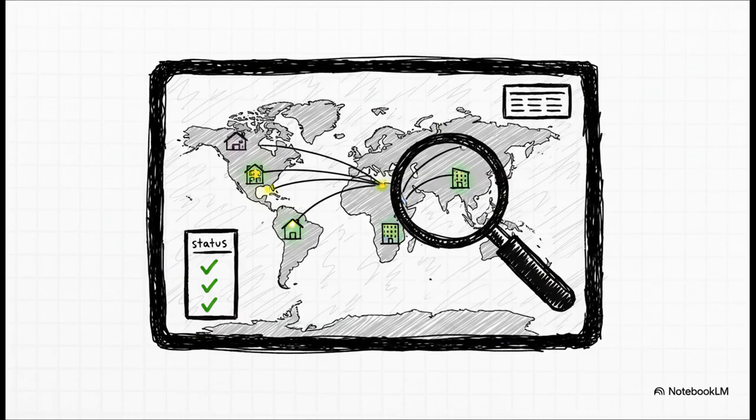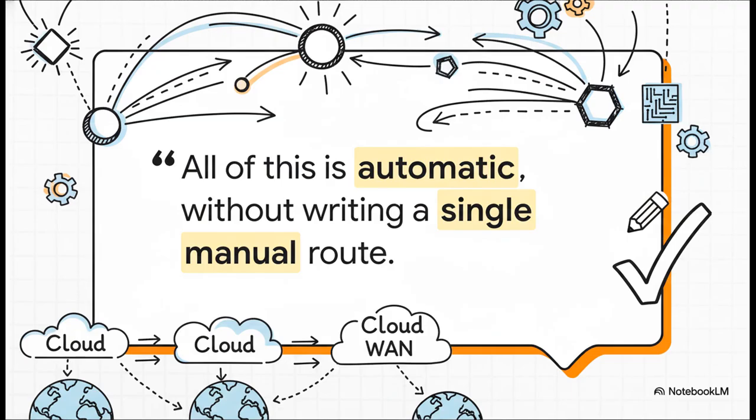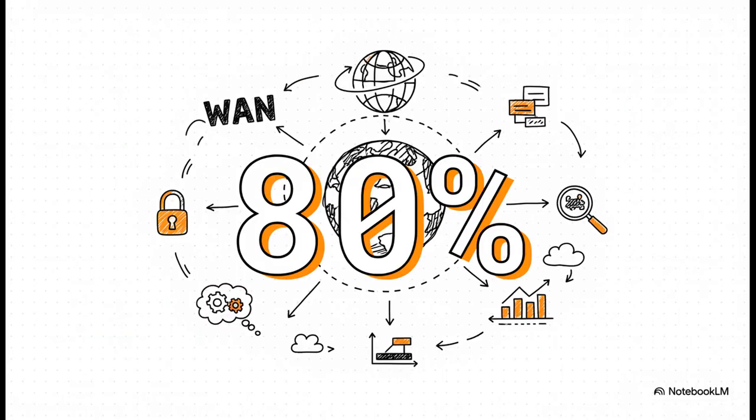From one dashboard, you can see your entire network, all your attachments in every region. You can inspect the actual route tables for each segment and check the status of everything across the globe. And this quote just says it all. All of this visibility, all of this connectivity is automatic without you ever needing to write a single manual static route. It's incredible. And believe it or not, just like that, you've now got the handle on about 80% of what AWS Cloud WAN is all about.